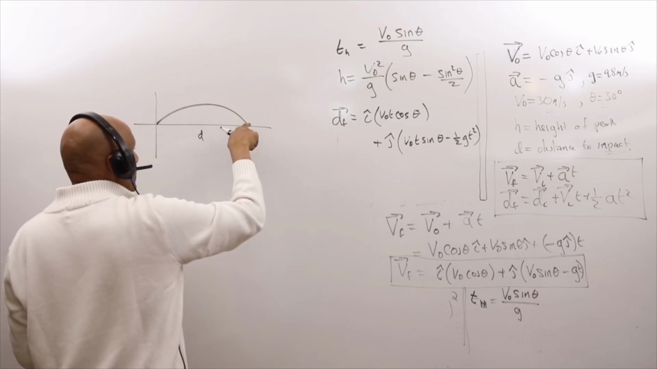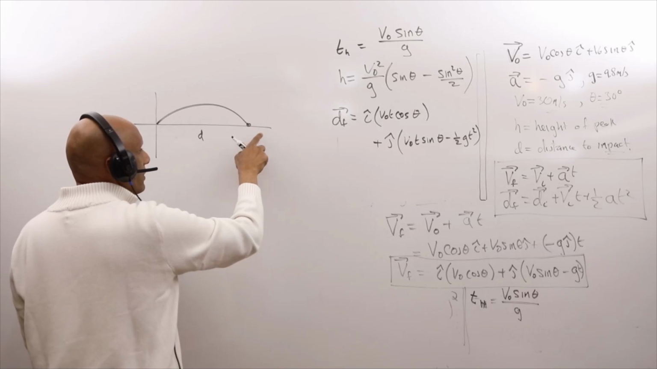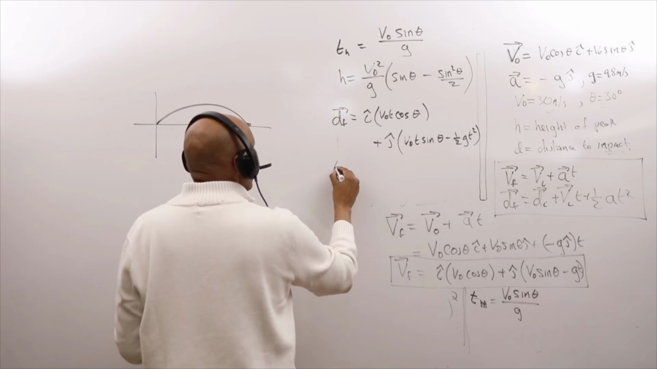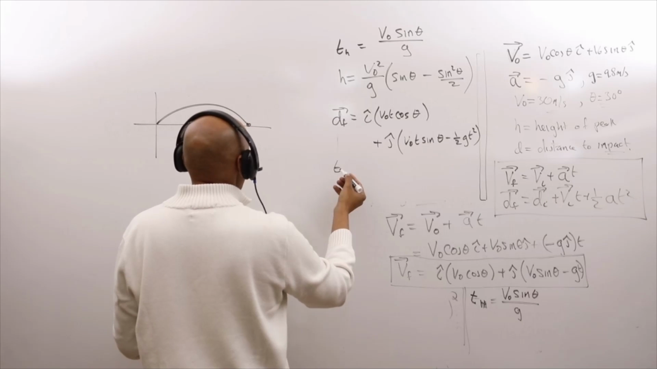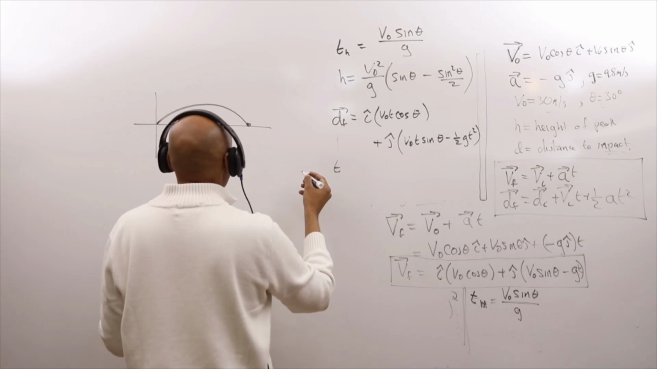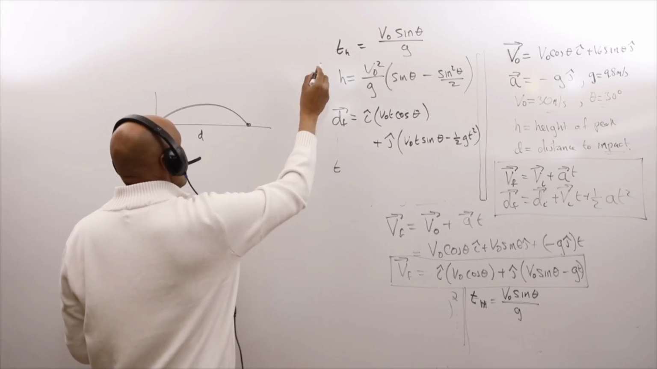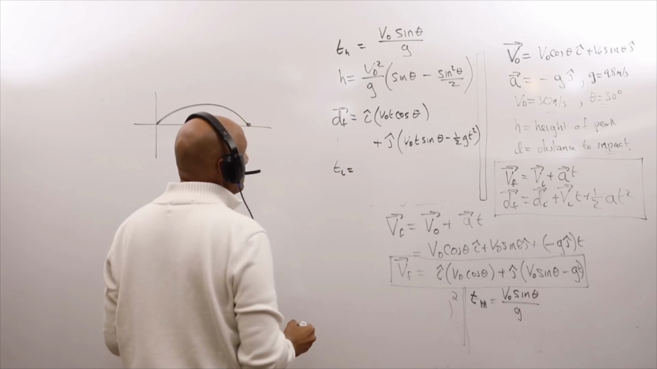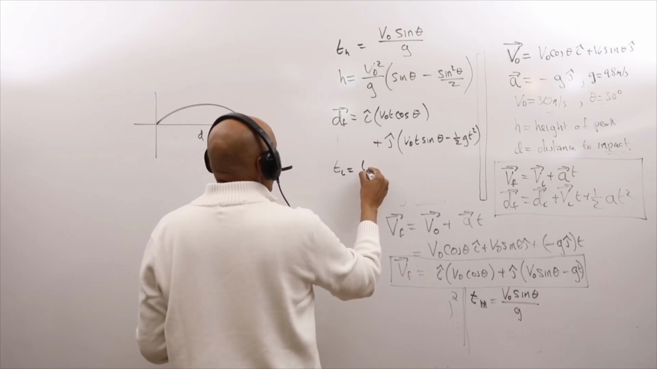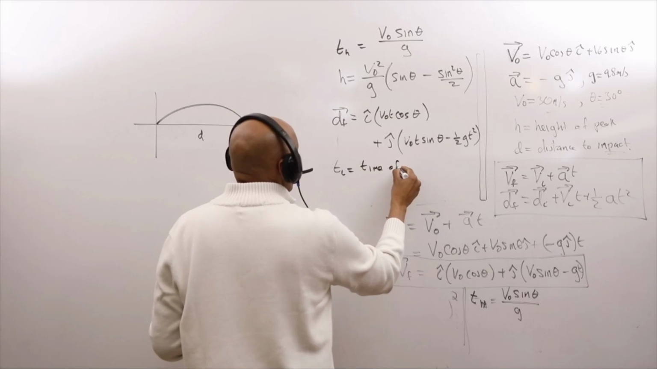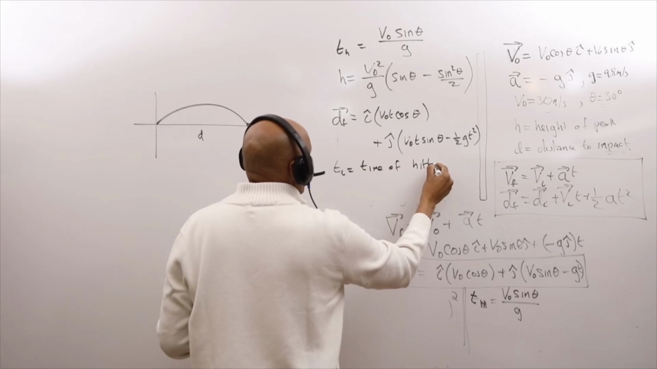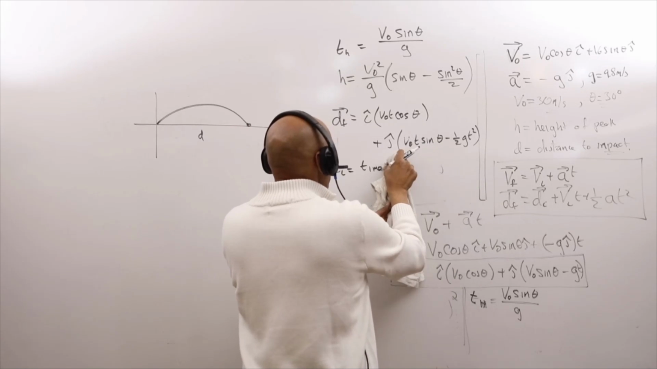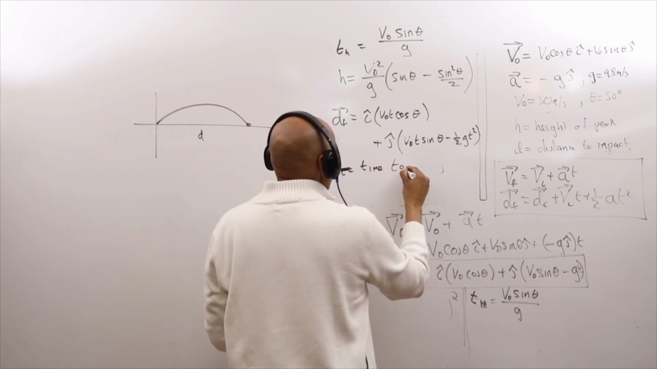That point means that the up and down direction is 0. The y-axis is 0, which means that this is equal to 0. Let's call it t, what do you want to call this? I already used h for height, so maybe TL for low. So TL is the time of hitting ground. Let's just say time to ground. Let's make it really simple.